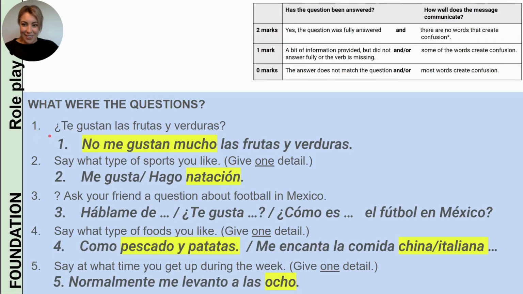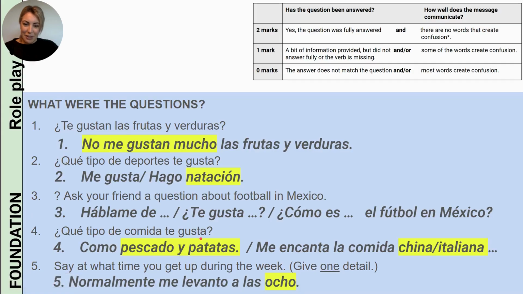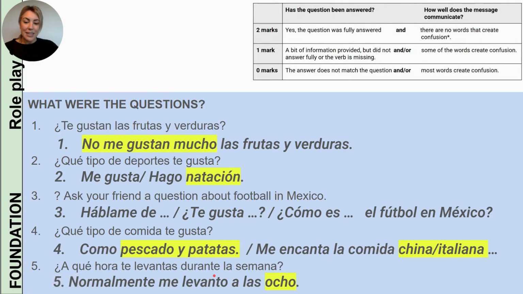The first question, ¿te gustan las frutas y verduras? No me gustan mucho las frutas y verduras. ¿Qué tipo de deportes te gusta? Question 2. What type of sports do you like? Hago natación. The third question, you needed to ask me a question, so that's fine. Number 4. ¿Qué tipo de comida te gusta? Como pescado y patatas o me encanta la comida china. I love Chinese food. Y por último, number 5. ¿A qué hora te levantas durante la semana? What time do you get up during the week? Normalmente me levanto a las 8.